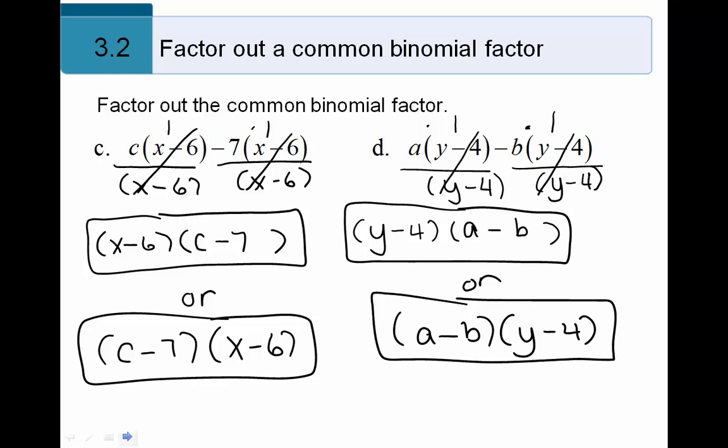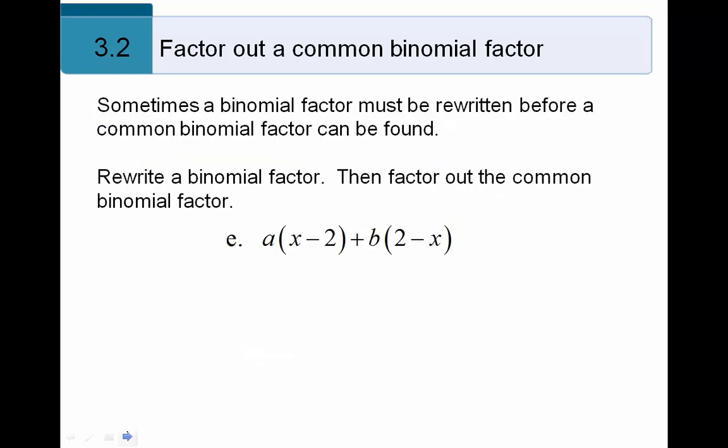All right, let's see what we have next. Sometimes a binomial factor must be rewritten before a common binomial factor can be found. So in this case below, we're going to have to rewrite the binomial factor before we can factor out the common binomial factor. So let's just look at this a little bit closer.